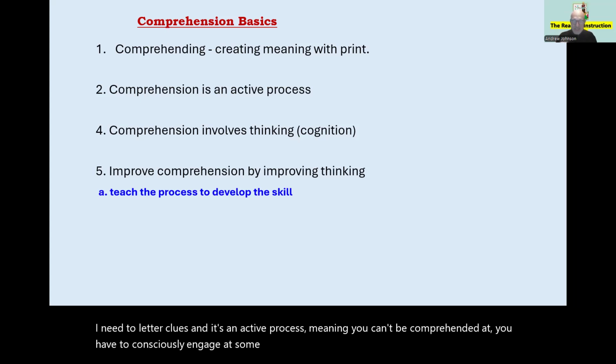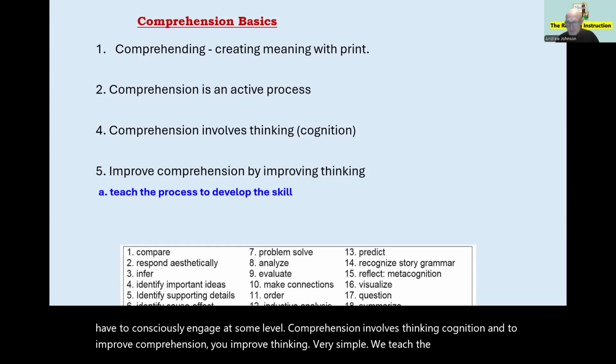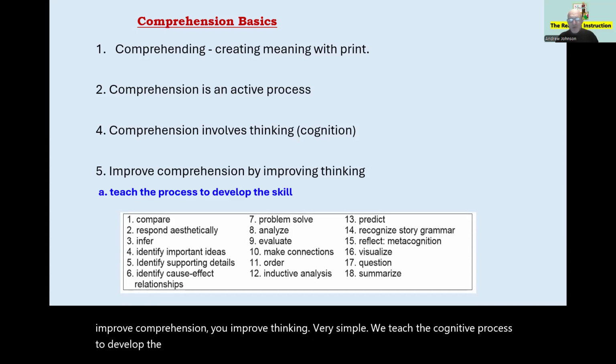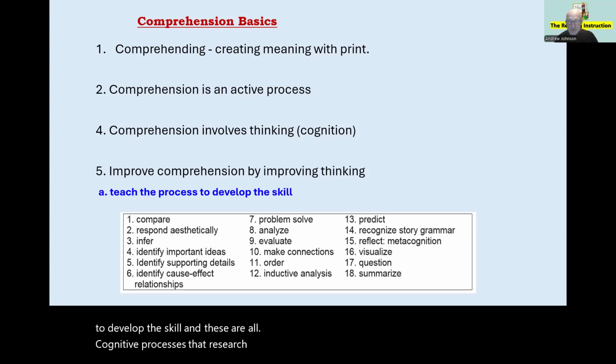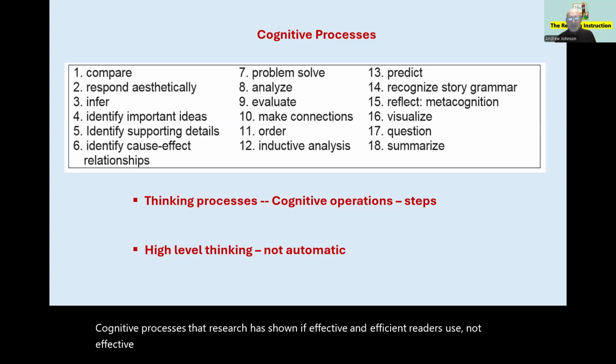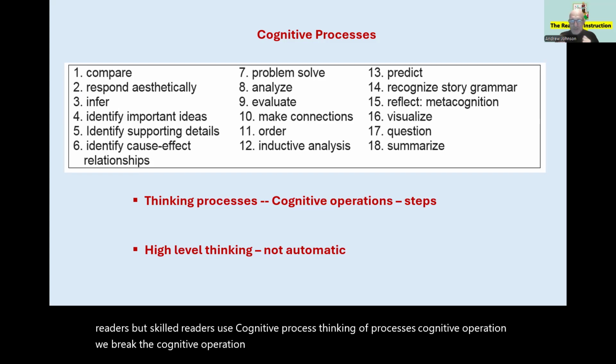Comprehension involves thinking, cognition, and to improve comprehension, you improve thinking. Very simple. We teach the cognitive process to develop the skill. And these are all cognitive processes that research has shown effective and efficient readers use. Not effective readers, but skilled readers use. Cognitive process, thinking processes, cognitive operation. We break the cognitive operation into steps. That's what we do with any high-level skill, and we teach the skill.